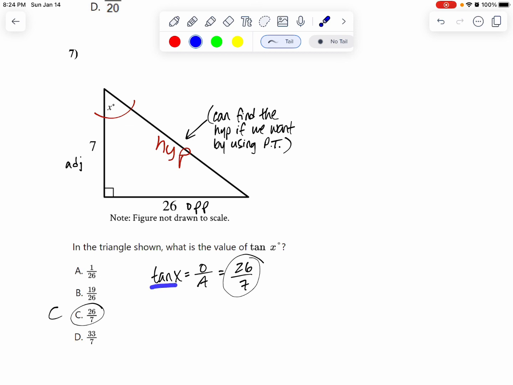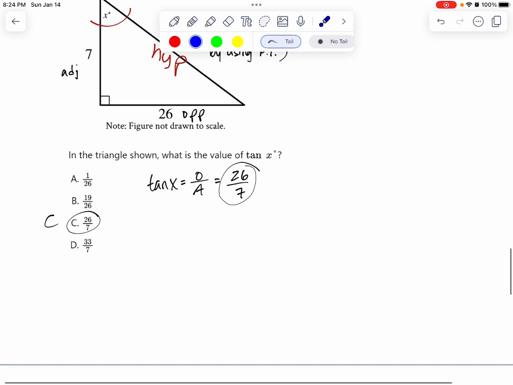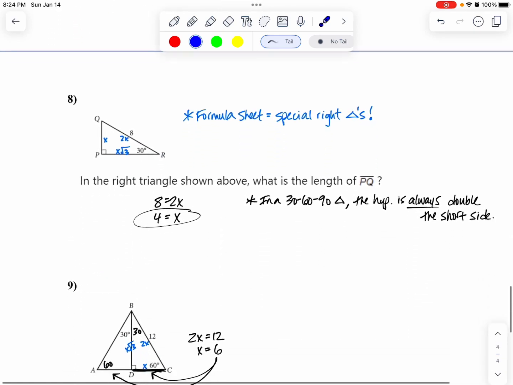Sometimes they could ask you a trig ratio, and I just want you to keep in mind that you might need to find this side for a different question. Maybe if they asked you about sine or cosine, which needed the hypotenuse in its ratio, you can always find the third side of a triangle by using the Pythagorean theorem, so don't forget that, okay?